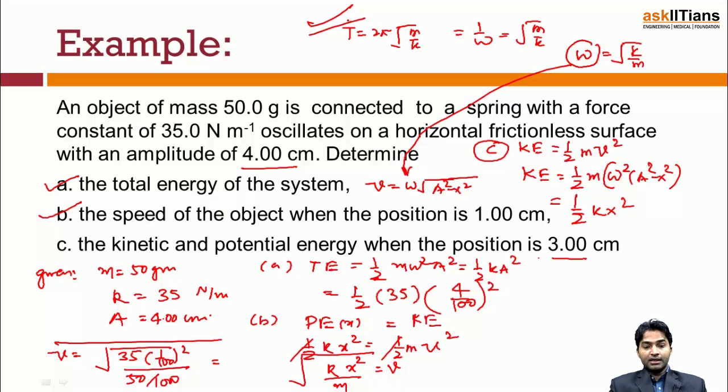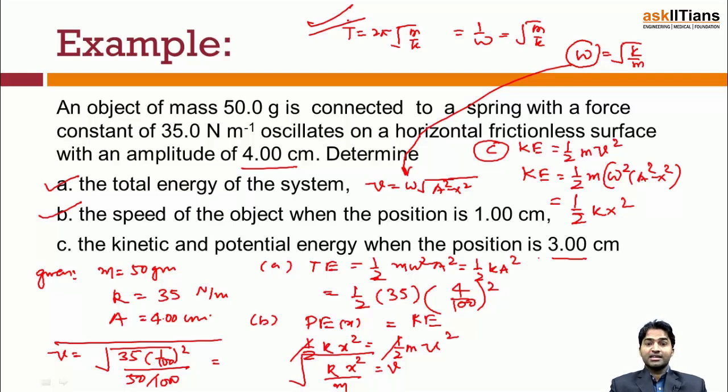Part C, kinetic and potential energy when the position is 3 centimeter. So kinetic energy is actually 1 by 2 mv square. Already in part B we calculated the velocity. So kinetic energy is equal to 1 by 2 mv square. Mass is given, velocity already calculated. We put in the values and get the answer.